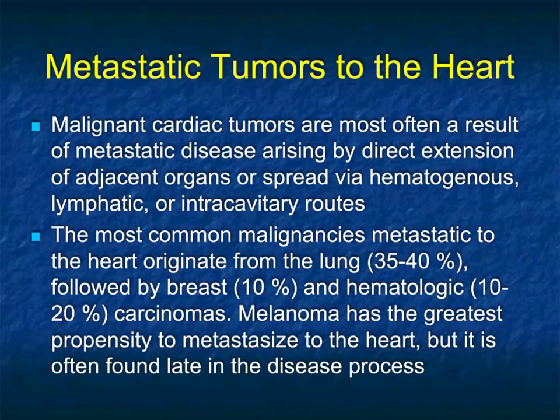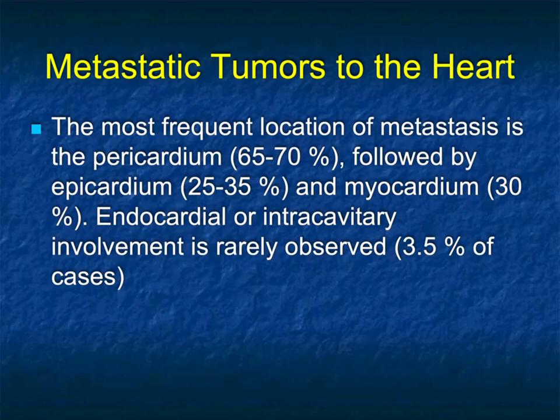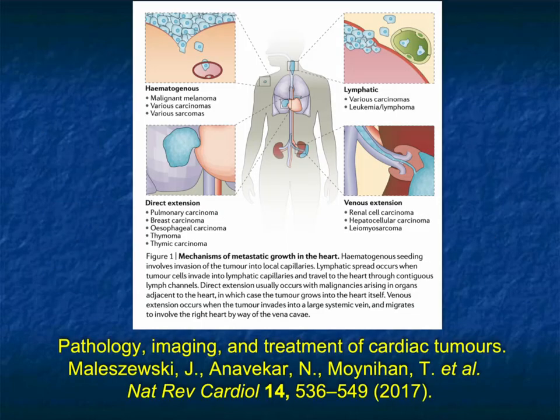Melanoma has the greatest propensity to metastasize to the heart, and often it's found late in the disease process. As we said, the most common location is pericardium, and in a single patient you may see multiple different patterns of spread, but pericardium first, then epicardium, then myocardium. Intracavitary involvement by metastasis is probably infrequent.